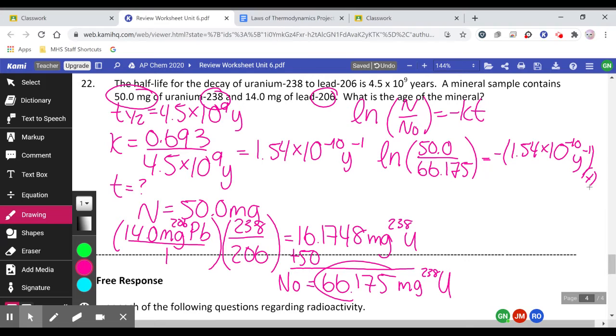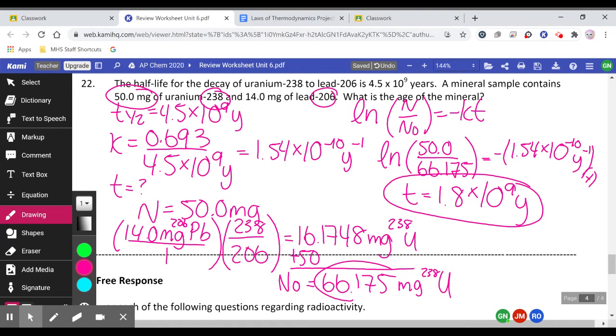Okay, so we have our t. I'm going to enter in natural log of 50 divided by 66.175. I'm going to go ahead and divide by that negative 1.54 times 10 to the negative 10, and I get a time equal to 1.8 times 10 to the 9 years. Pretty old, okay, but that's the age of that mineral. Questions on that? Bless you.